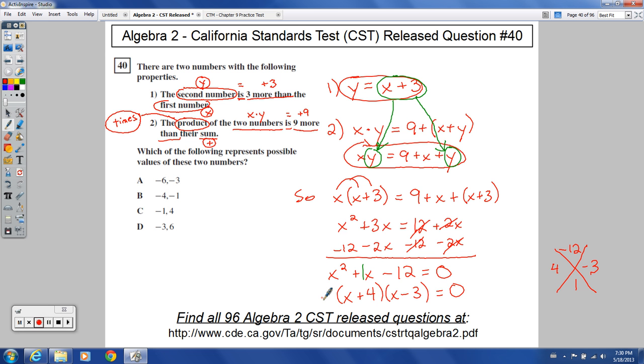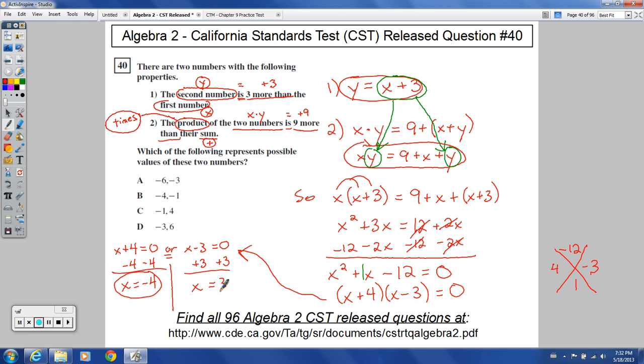I know based on this, I could split this apart into two separate parts. I could have x plus 4 equal 0, or I could have x minus 3 equal to 0. Remember, if one factor equals 0, it doesn't matter what the other factor is. 0 times who cares what that would be would still equal 0. Same thing with this. So from there, we can think of this as two separate problems. I can subtract 4 from both sides, get x equals negative 4 as one possibility, and I can add 3 to both sides here, and get x equals positive 3 as another possibility.